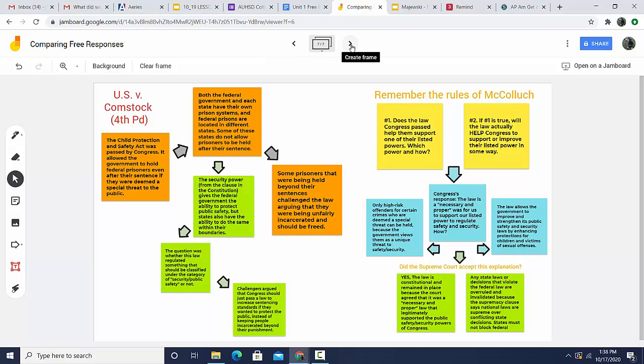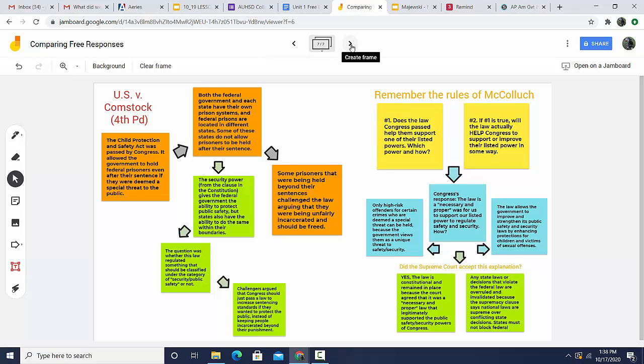So anyways, Congress passed the Child Protection and Safety Act. It allowed the government to hold federal prisoners even after their sentences, if they were deemed a special threat to the public. Now, both the federal government and each state have their own prison systems, right? And federal prisons are located in different states around the United States.